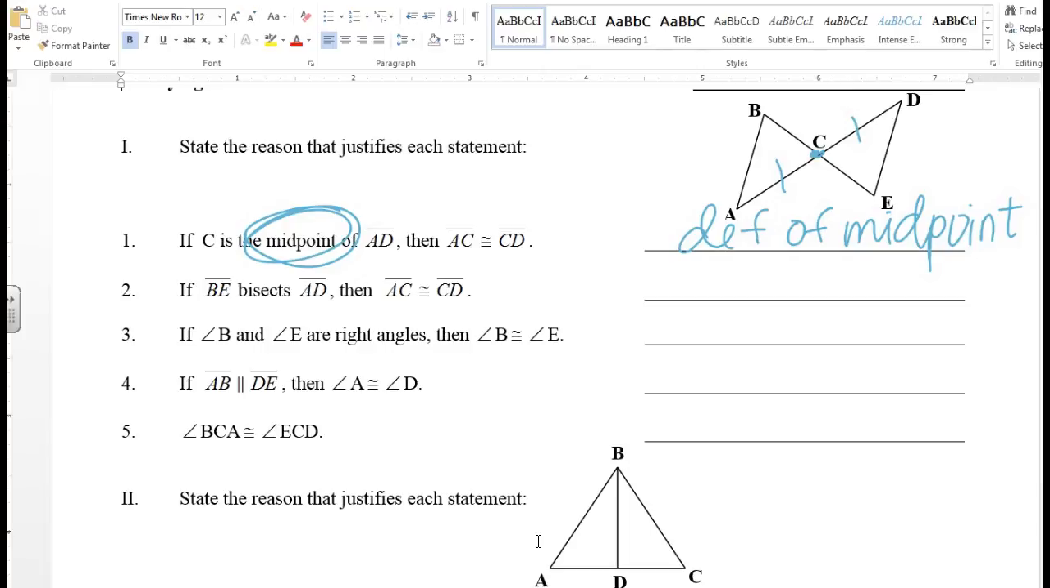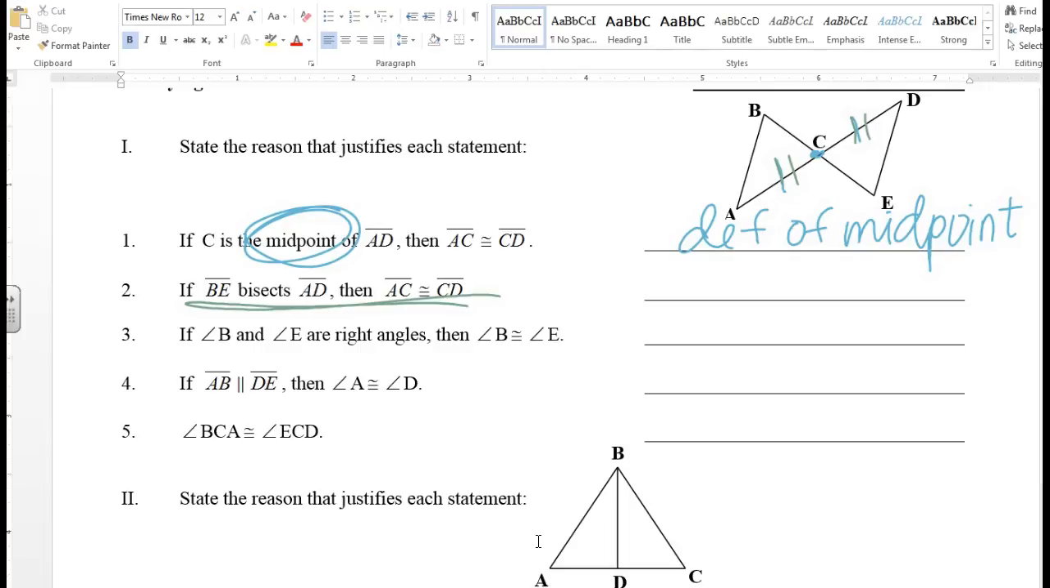If segment BE bisects segment AD, then AC is congruent to CD. Same kind of markings. All right, look at your choices. Be careful. We can't just say definition of bisector, because there's different types of bisectors. There's angle bisectors, and there's segment bisectors. Which one is it? Segment.